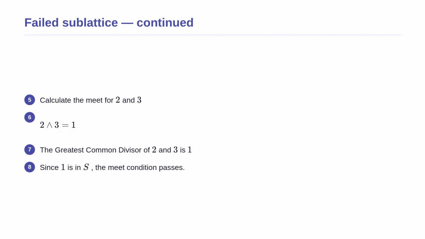With our new subset defined, we first calculate the meet for the numbers 2 and 3. We know the meet operation here is the greatest common divisor. The largest number that divides both 2 and 3 evenly is 1. We check our subset S, which contains 1, 2, 3, and 30. Since the number 1 is safely inside our subset, the meet condition passes for this pair without any issues. However, a sublattice must satisfy both conditions, so we must now check the join operation.